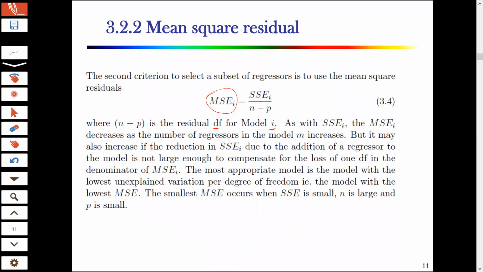As SSE_i decreases as the number of regressors in the model increases, MSE_i may also increase if the reduction in SSE due to the addition of a regressor to the model is not large enough to compensate for the loss of 1 degree of freedom in the denominator of MSE. The most appropriate model is the model with the lowest unexplained variation per degree of freedom, that is, the model with the lowest MSE. The smallest MSE occurs when SSE is small, n is large, and p is small.